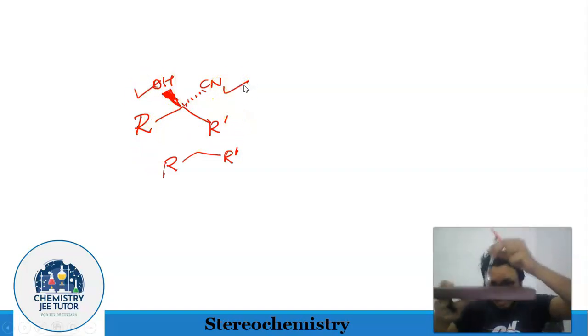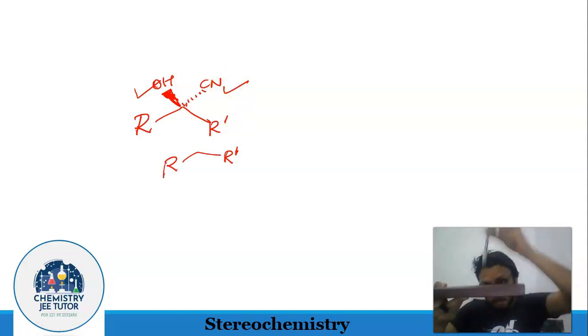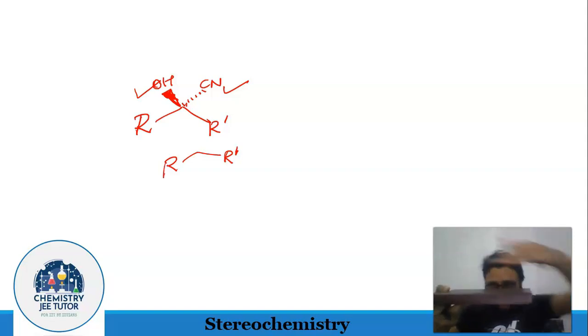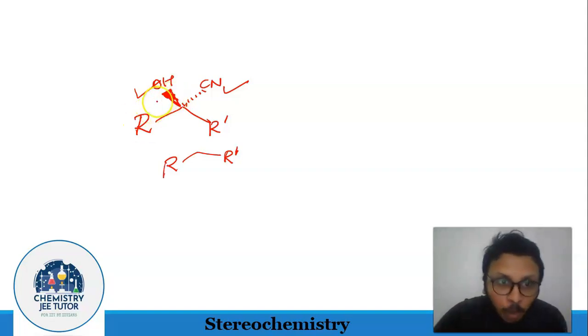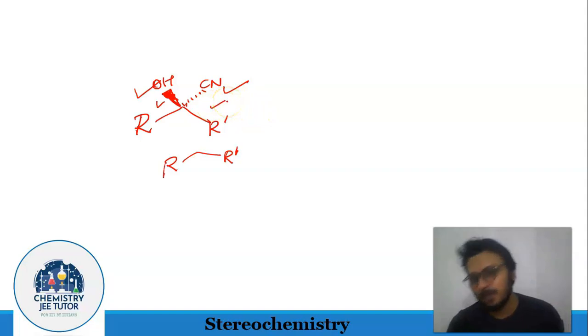Now suppose this is the OH molecule, so this is above the plane. If we consider this as a plane in which the R and R prime and the single bond are situated, this pen which constitutes the OH group is above the plane. And this cyano group, which we constitute as the red pen, is below the plane. That means this bond signifies the molecule is above the plane of the system, while this bond signifies that the molecule is below the plane of the system.